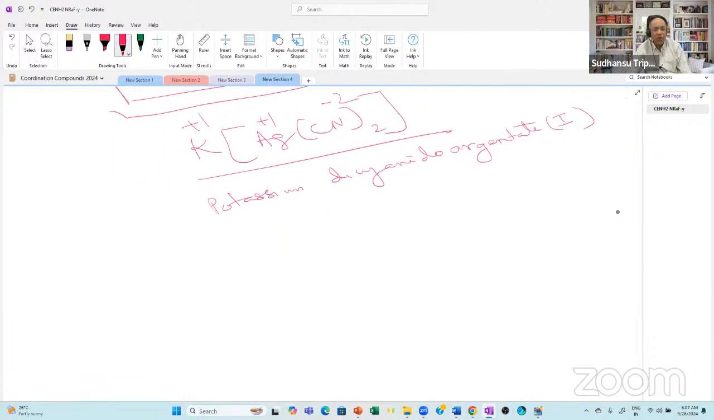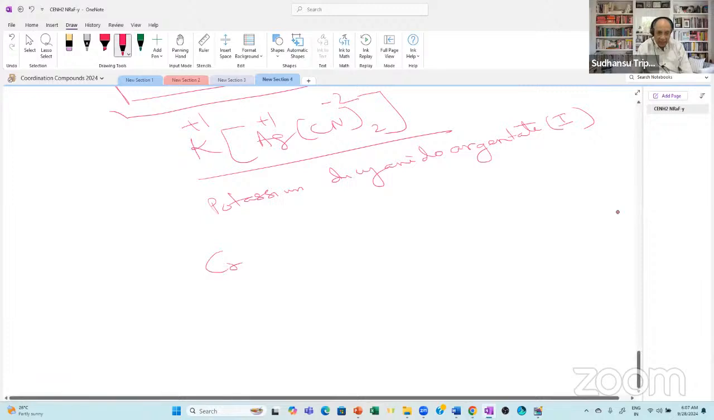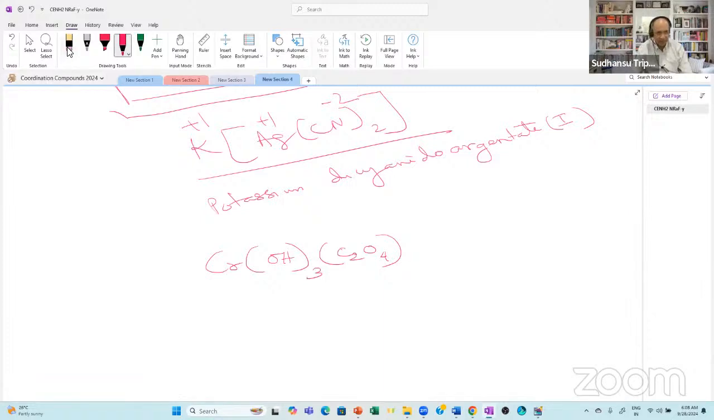Similarly, if it is Au, it will be aurate. Or you could have given ox. I could have given ox also. That means oxalato.